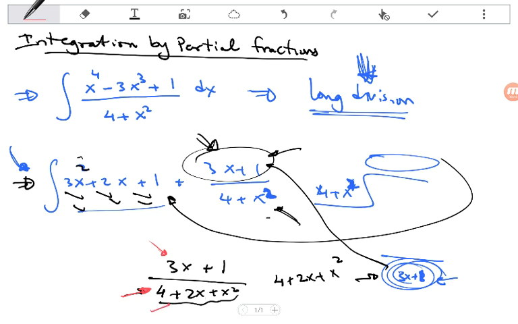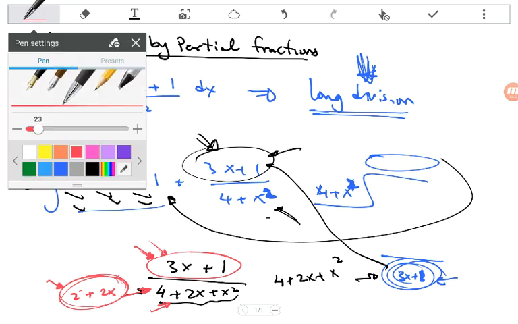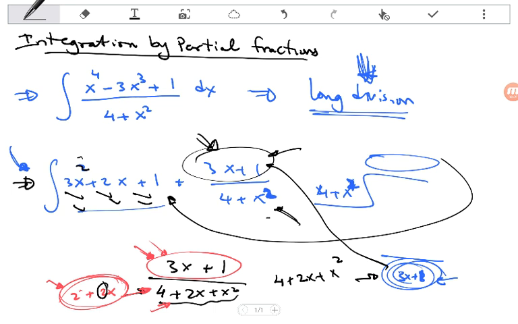What is the derivative of this expression? It is 2 plus 2x. So can I make this numerator in this form? Can I manipulate it to be in terms of this bracket, 2 plus 2x? Yes. First I have to make the coefficient of x to be 2. I need this to be 2 first.